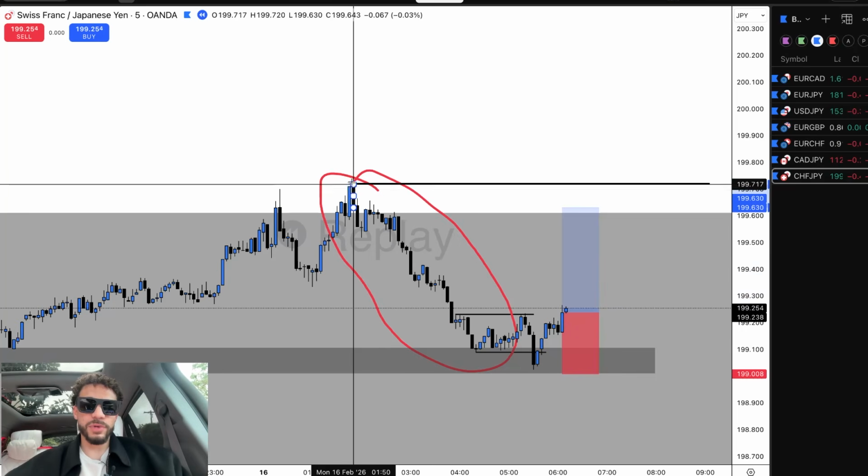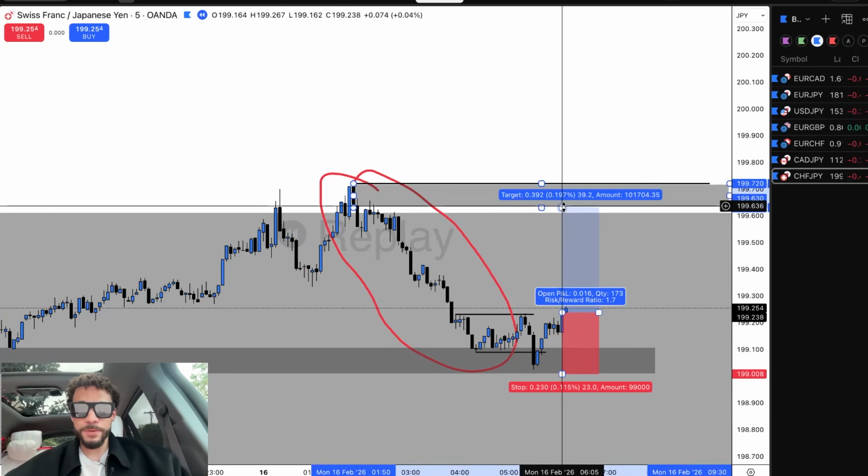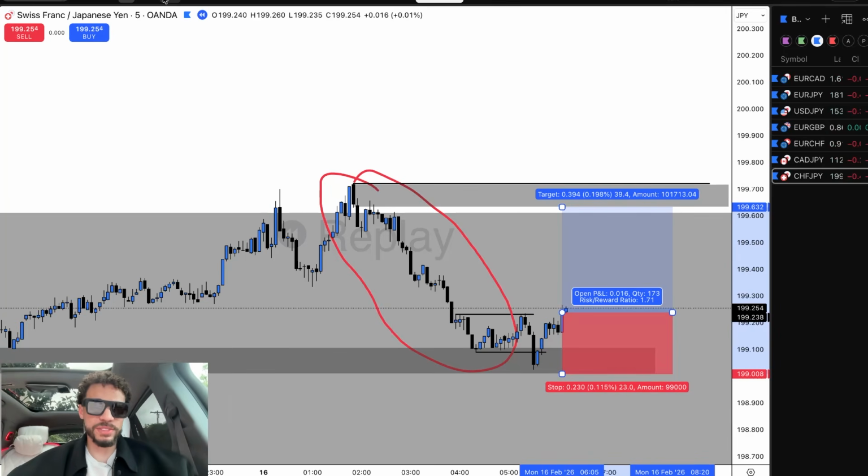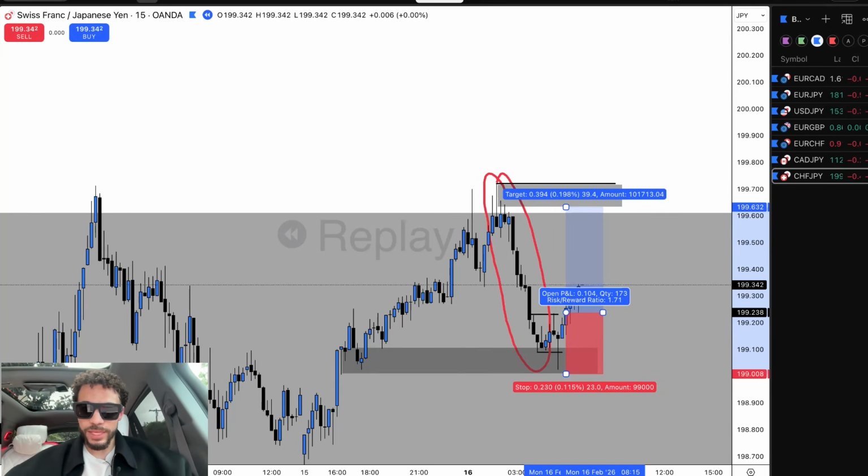Just in case, just to be safe. So I'd be tucking my take profit right there, just in case markets want to reverse from this level here. And that would play out for a 1 to 1.71. And as you guys can see, we let this play out.